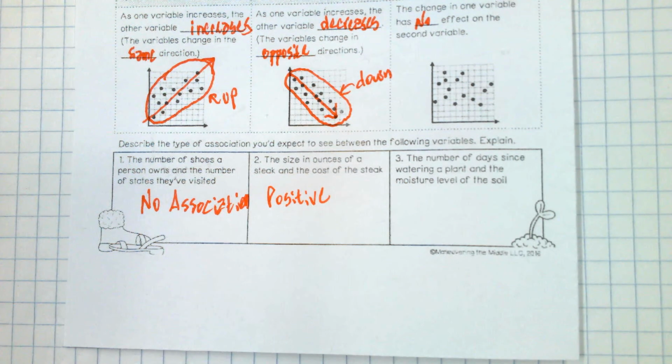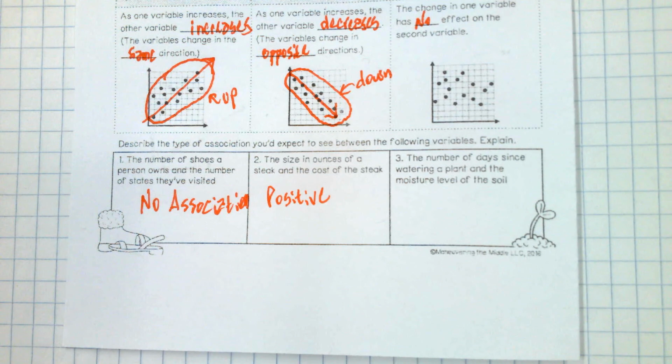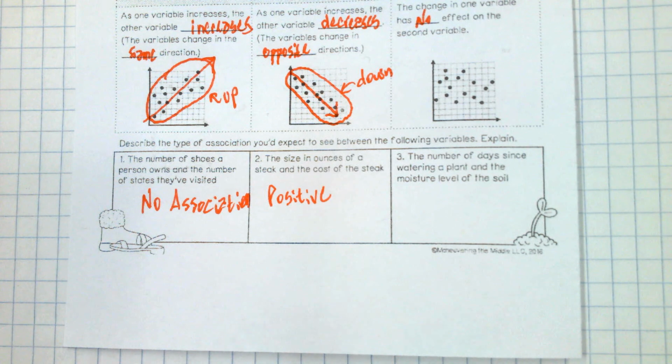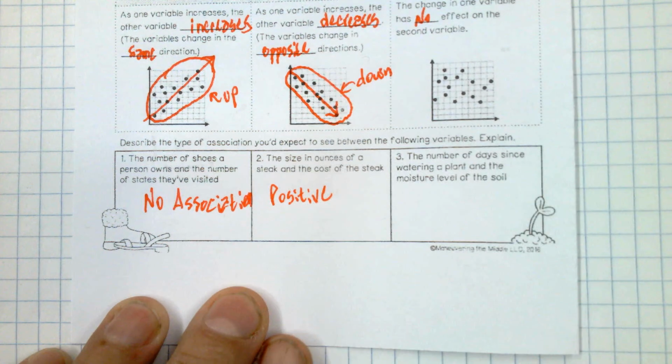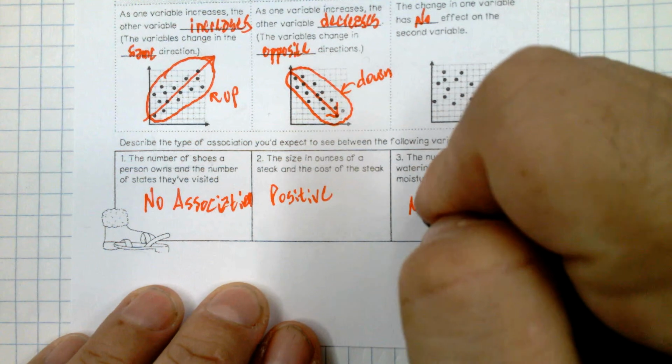Okay. Number three, the number of days since watering a plant and the moisture level of the soil. So say you water your plant and you measure each day how much moisture. Well, this first day after you've watered it, it would have a lot of moisture, right? Then you keep on measuring it day after day. What's going to happen to that moisture level? Yeah, it would be something like that. That's a negative association.